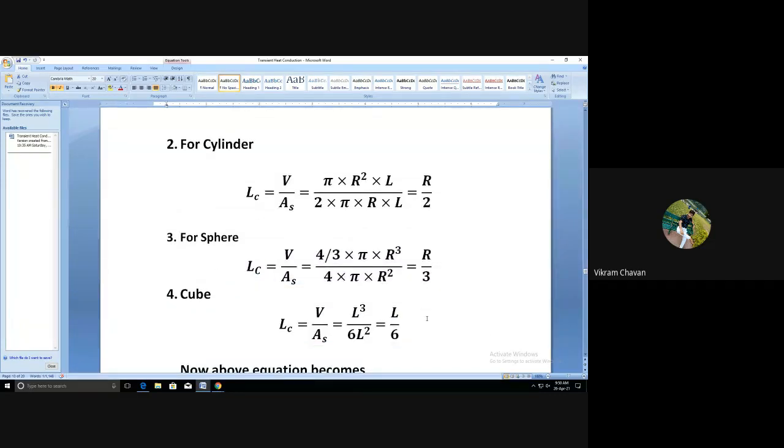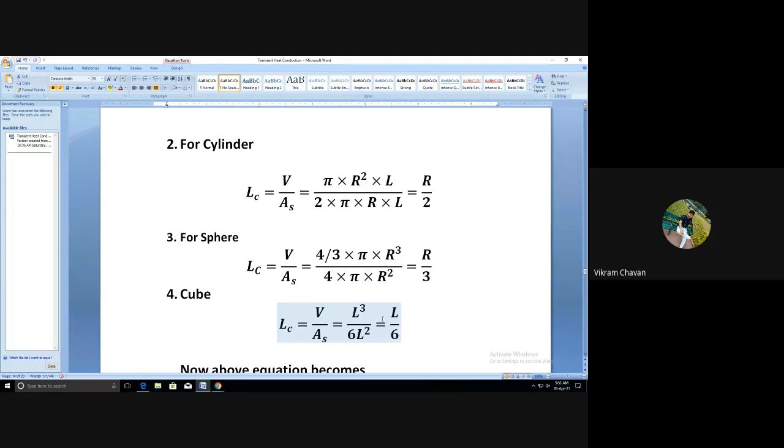Okay, in the case of a cube, volume of cube divided by surface area of cube is equal to L cubed divided by 6L squared, since the volume of the cube is L cubed and the surface area of the cube is 6L squared. So we get the characteristic length for the cube as L by 6. Now we understood what is meant by characteristic length.